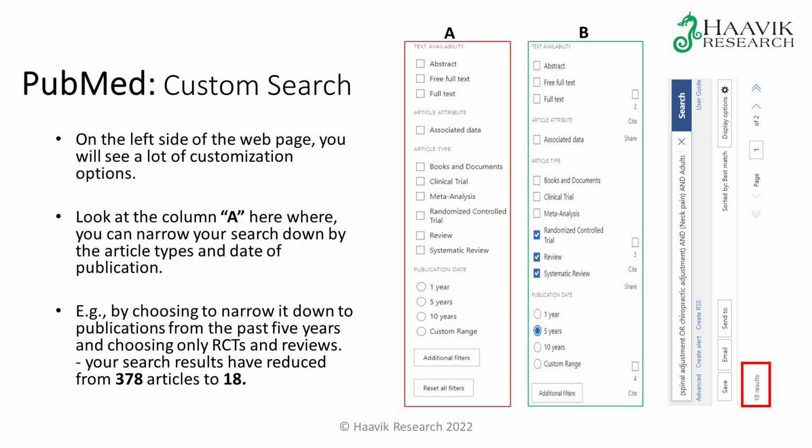So it's quite a good idea to be able to tick on clinical trials or systematic reviews or meta-analyses here. You can also narrow it down again by publication date. So again, if you just want articles in the last 5 years or last 10 years, this is very useful. In this example, by choosing to narrow down our search to publications in the last 5 years, choosing RCTs and reviews, our search results have gone from 378 to 18. And 18 articles is doable. It's a useful way of narrowing things down.